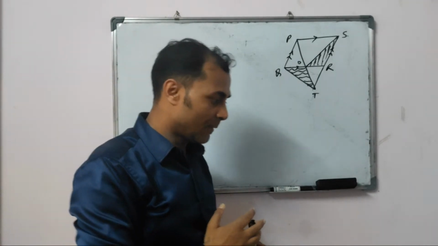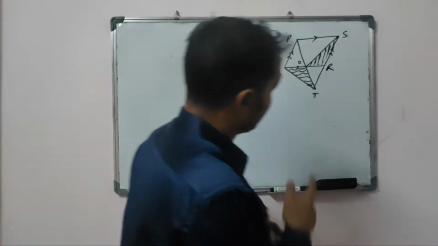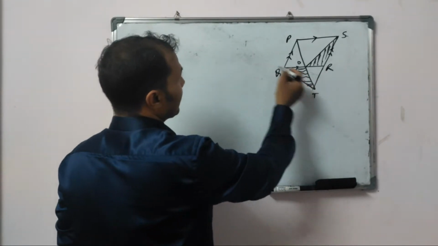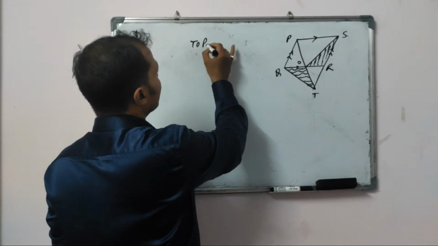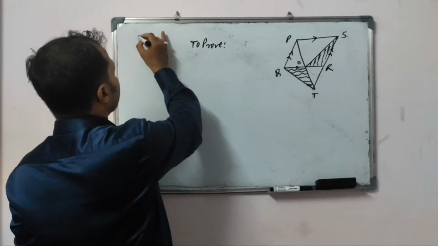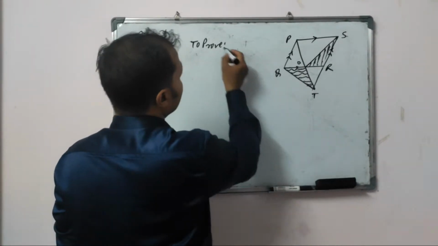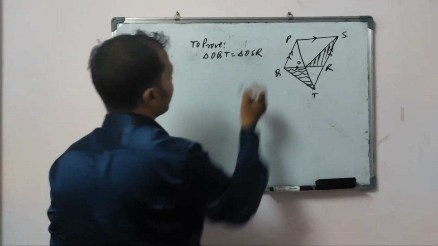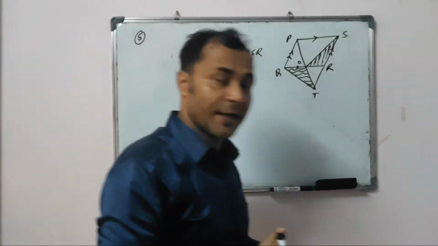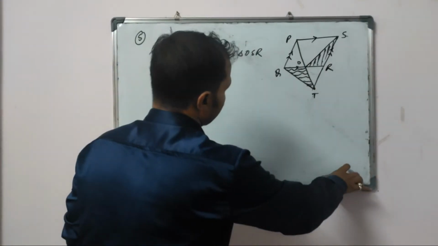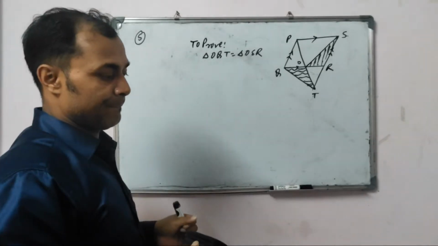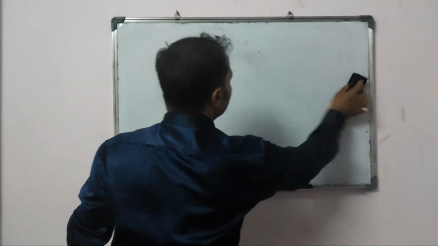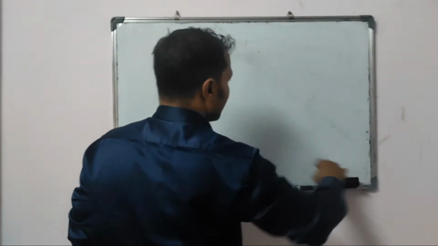Now we go to the next question. So this is a similar question. Please don't forget to do this. In the figure you have seen, what is to prove? This would be question number 5, I guess. To prove: triangle OQT equals triangle OSR. Do this one yourself. Now I'm going to the next question. Let me rub this. Question number 6.